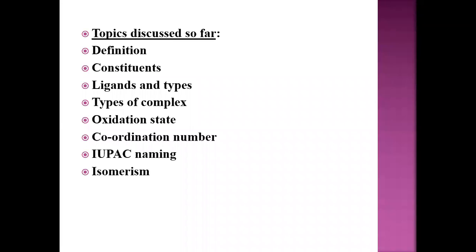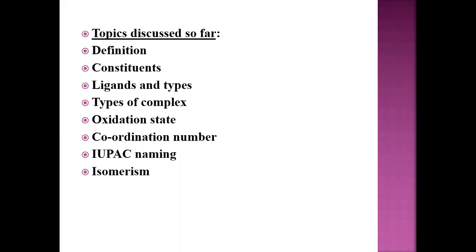Then, based on the charge acquired by the coordination sphere, we discussed the types of complexes. Fourth one is the oxidation state: how to calculate the oxidation state of a given coordination complex. Next is the determination of a coordination sphere based on the type of ligand present. If it's a monodentate ligand, the number of ligands is equal to the coordination number. Then if it's a bidentate ligand, it is into 2, and so it goes on.